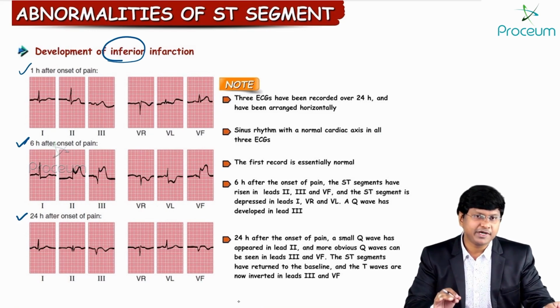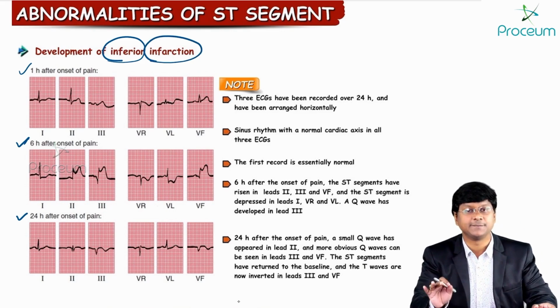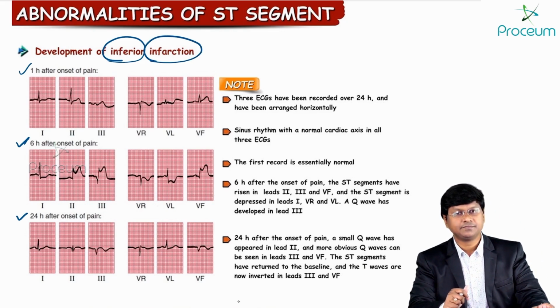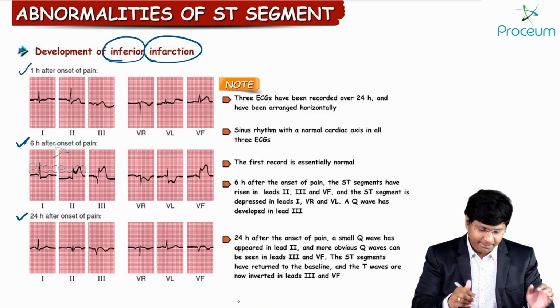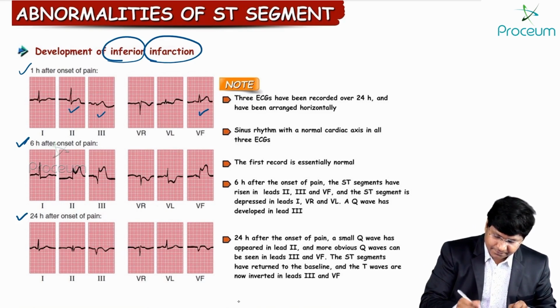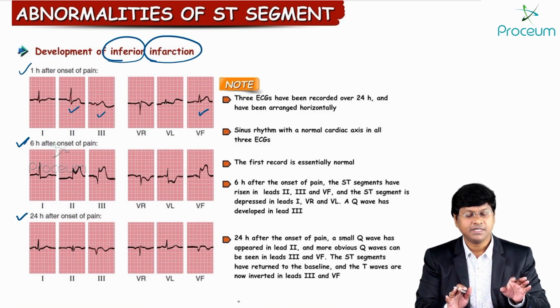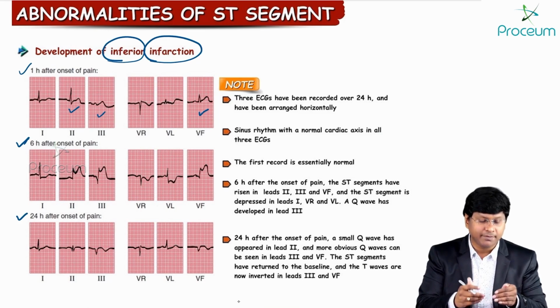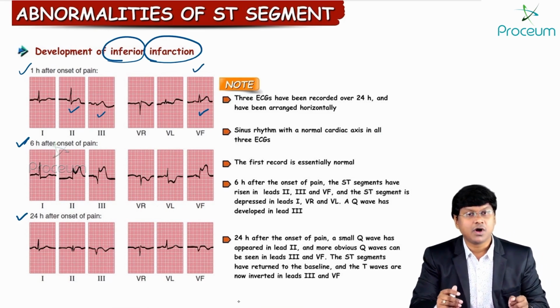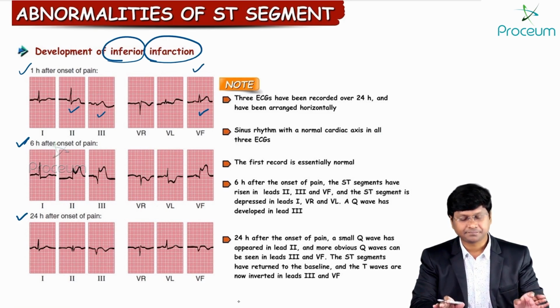See, the important point I want to tell you from this series of ECG strips is that even though the individual has infarction, death of the myocardium, this is inferior infarction. But you take lead 2, lead 3 and AVF. How is your ST segment? ST segment is absolutely normal. And do you find any abnormalities in your 1 hour onset of chest pain ECG strip? More or less normal ECG.